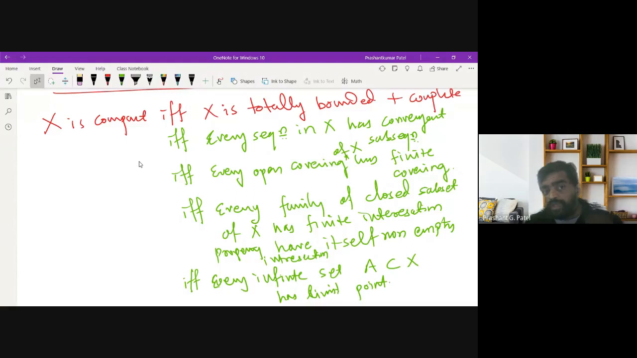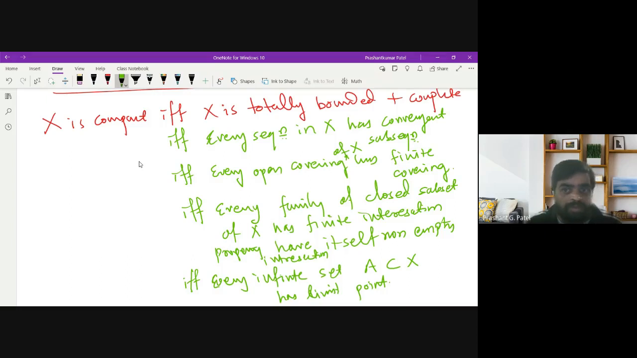So these are the five equivalent results of compactness. X is compact if and only if it is totally bounded plus complete, if and only if every sequence has a convergent subsequence, if and only if every open covering has a finite subcovering, if and only if every family of closed subsets of X with the finite intersection property has non-empty intersection, and the fifth one is every infinite set has a limit point. In some of the books, they have defined any one of them as a definition, and they prove the other statements. So those who are interested can also try to look at it in that manner.